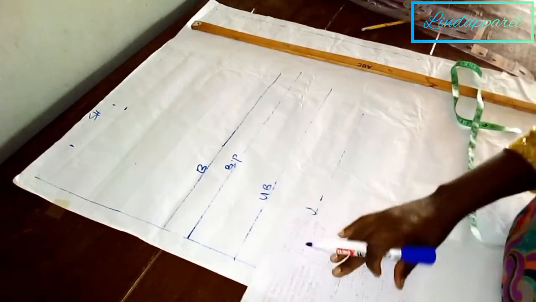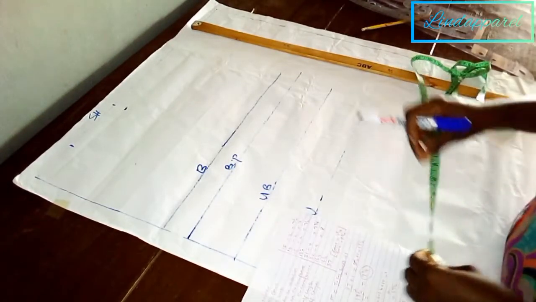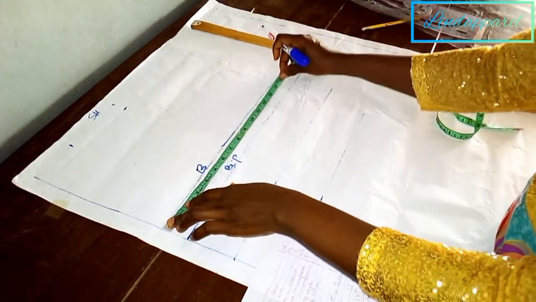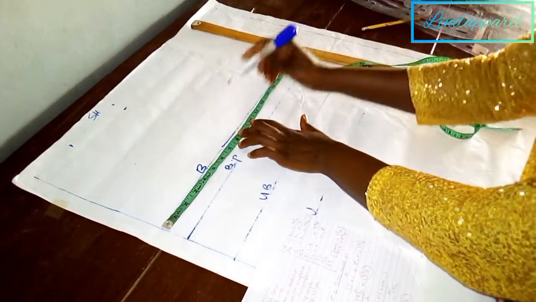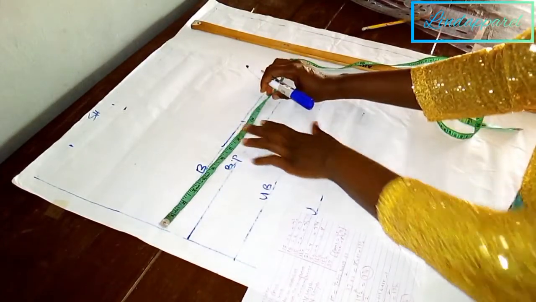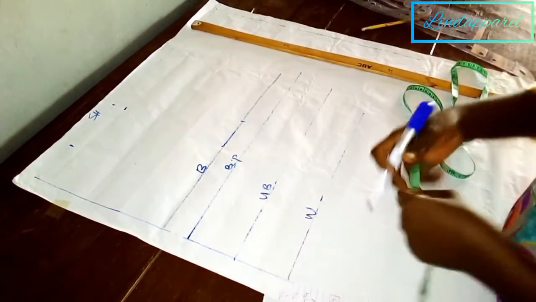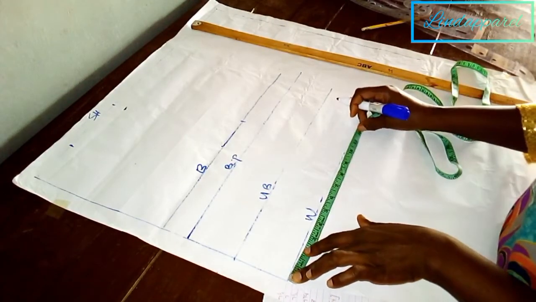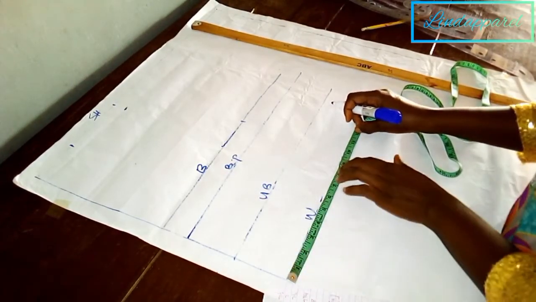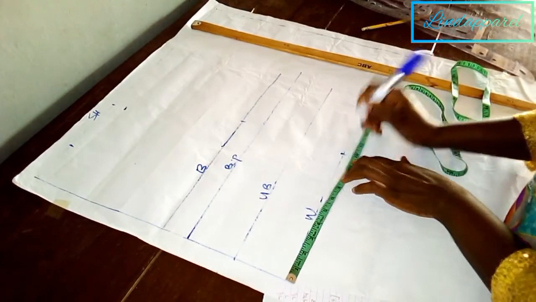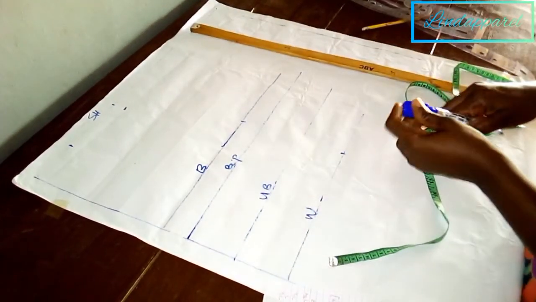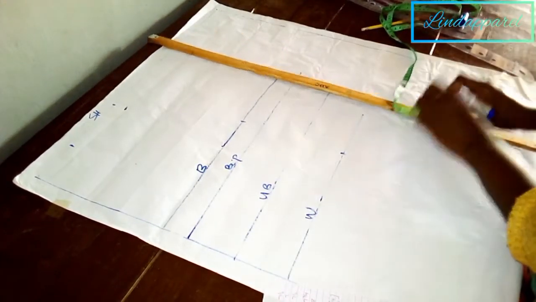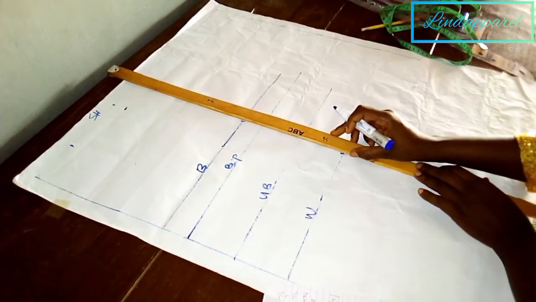I'll go ahead to input my bust measurement, which is 9¾. I'll mark it like so. I'll come down to the waist as well and mark that same 9¾ here. I'll connect both points like so.